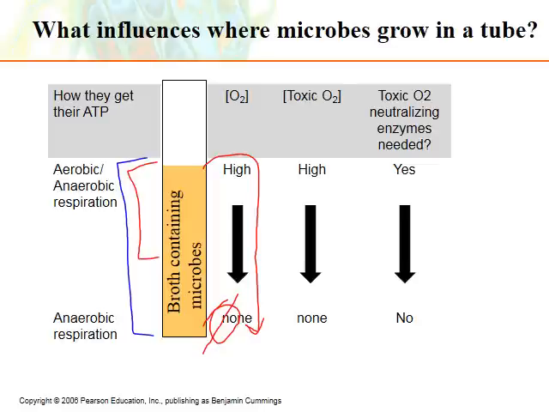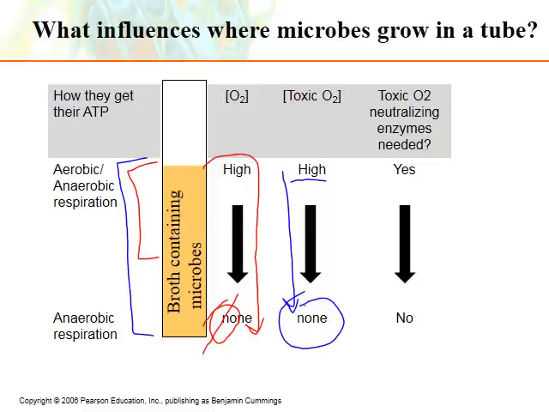Now, remember what I said before. Anytime you have oxygen around, you also have toxic O2 around. And so when there's a high concentration of oxygen, there's a high concentration of toxic O2. And you can see that as you go all the way down to the bottom, there's a concentration gradient. So as you get lower and lower in the tube, you go from a high concentration of toxic O2 down to nothing.